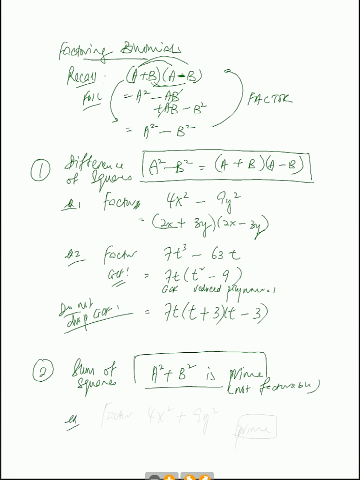So take for example, if the question was, can you factor 4x squared plus 9y squared? You notice that they are both perfect squares, except that the sign between them is a plus. Then the answer to this question is that it is prime.